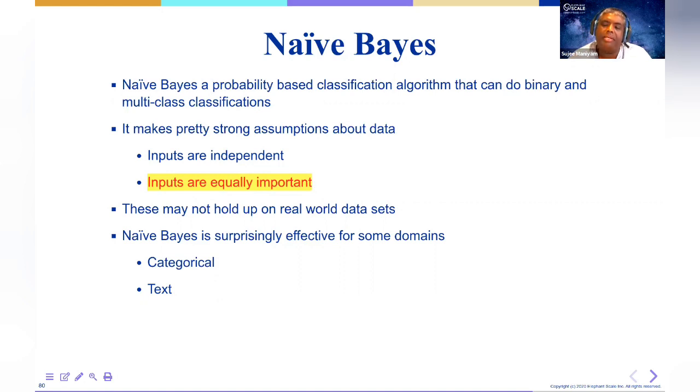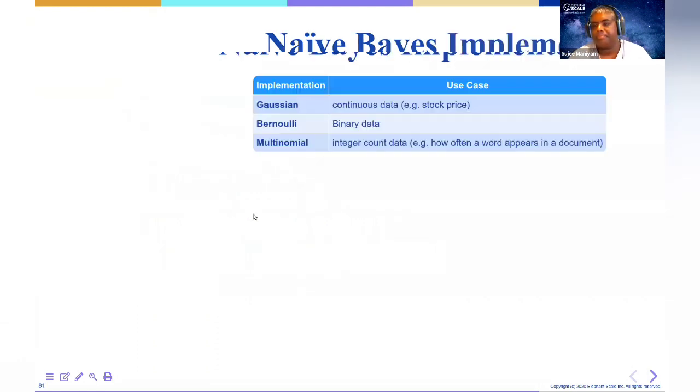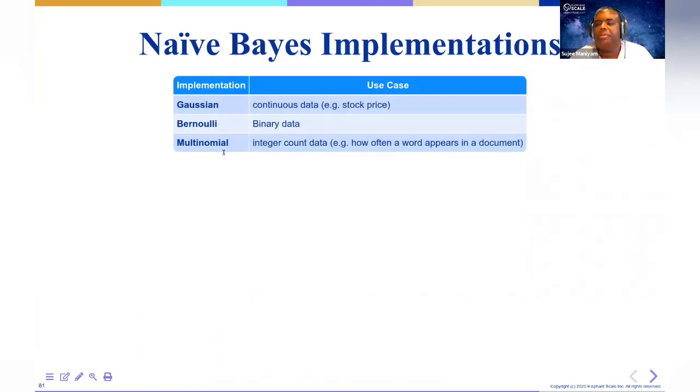And we know that's not true. Remember the house price data, right? There are some attributes just not contributing much. But here's the thing, even though it makes these assumptions, it is still effective even when these assumptions don't hold. And that's why we still use it, right? Especially when you have text data or categorical data, naive Bayes will do really well. So let me give you a quick example. So naive Bayes has a bunch of different implementations, right? Usually, we use multinomial because that's what works best on categorical data, right?